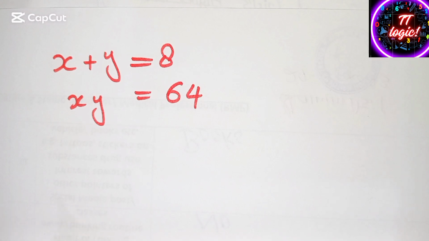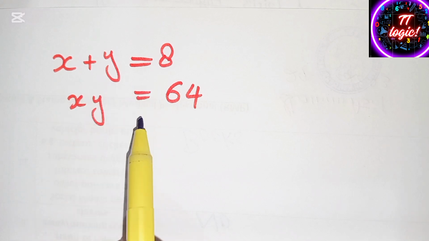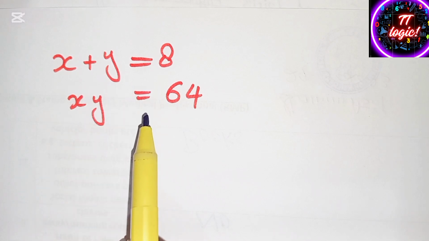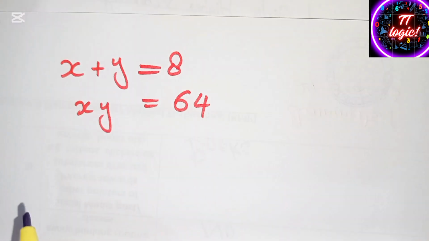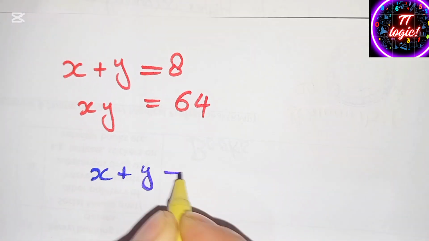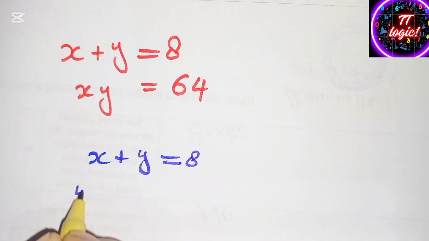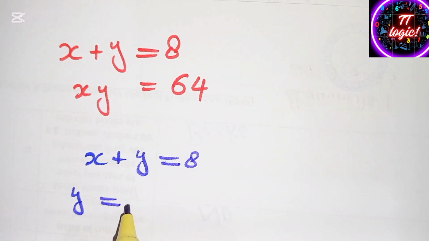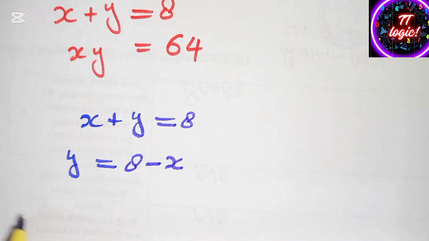Hello everyone, welcome to solve a nice math Olympiad problem: x plus y is equal to 8 and xy is equal to 64, and we find the value of x and y. First of all, we can write x plus y is equal to 8, so y is equal to 8 minus x.